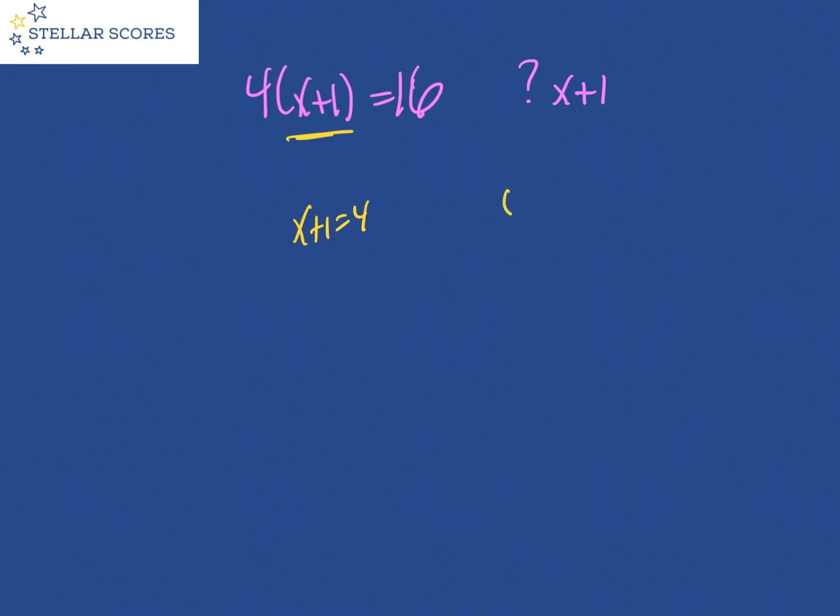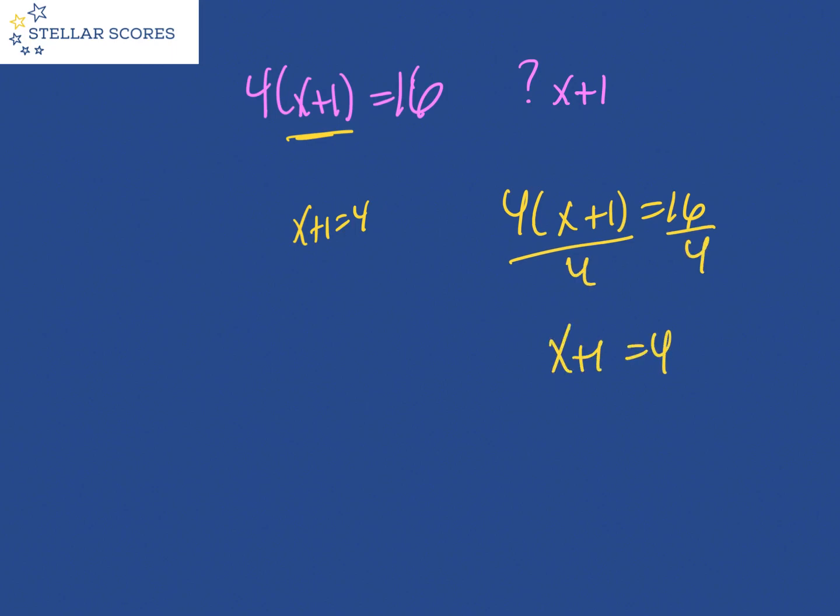Or I could do it algebra-wise, right? 4 times x plus 1 equals 16. Divide each side by 4. Same thing, right? x plus 1 then is equal to 4. So the point is, look at what they're asking you to solve for. Write it down at the top of your page. And often you'll stumble across that when you're solving it.